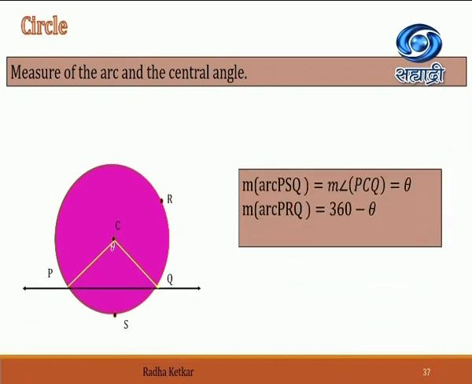So let us talk about the measure of the arc and the central angle. So we can see here minor arc PSQ. You can locate that arc PSQ. Okay, its measure will always be equal to the measure of angle PCQ. Now due to this arc, you can see the central angle is formed. That central angle is nothing but PCQ. So this arc and the central angle will always have the same measure. And then how do you find out the major arc over here? That is nothing but PRQ. We can get it by subtracting this number from 360. Okay, so 360 minus theta will give you the measure for PRQ.